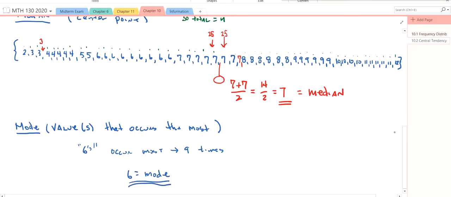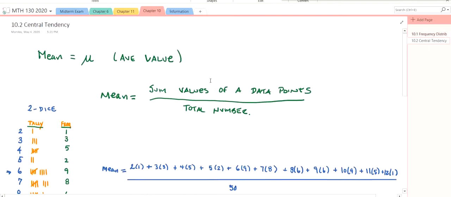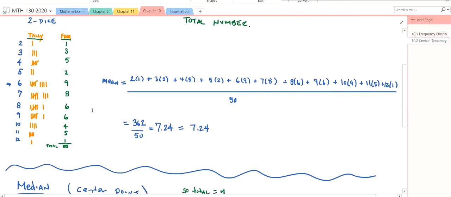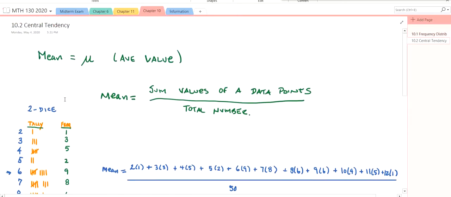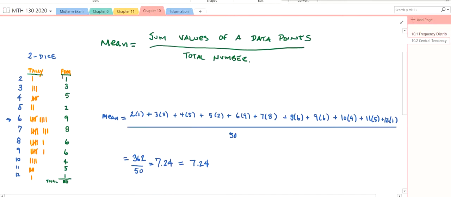All right, those are the 3 different ways. So there are different times you want to use these different central tendency values. Most of the time you're going to want to use the mean to figure out what the center is of a set of data.